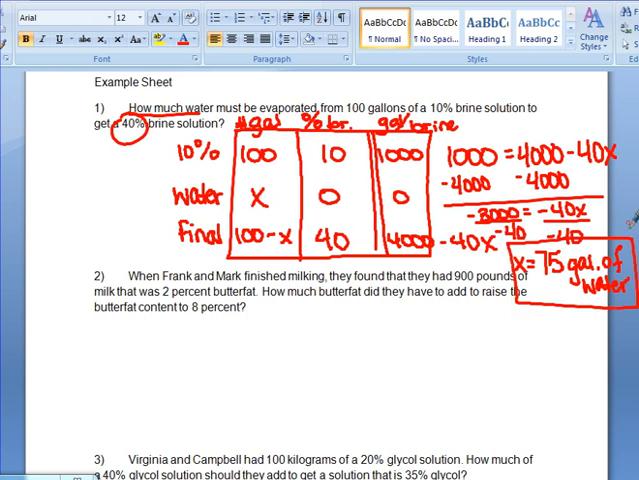So we set them up the same way by way of a chart. We're going to be solving a little bit differently. All right, let's look at our second example.